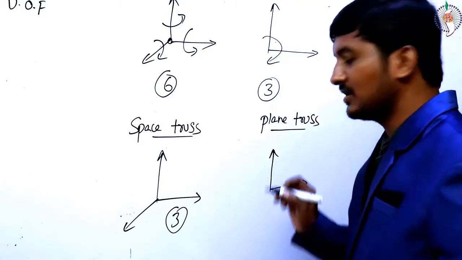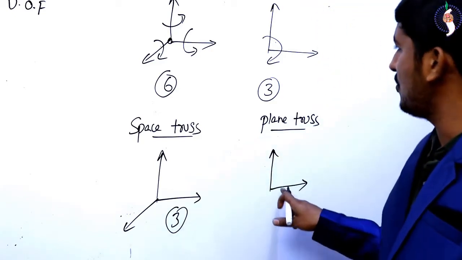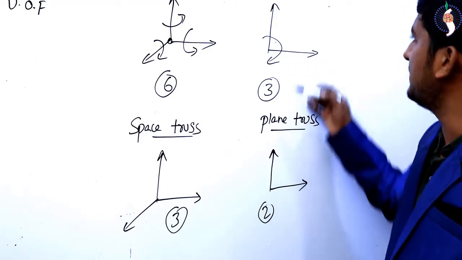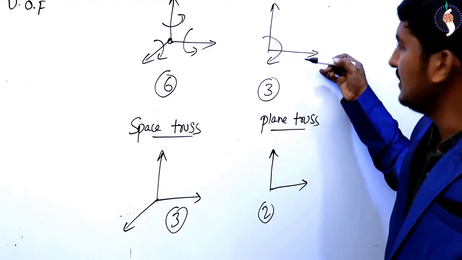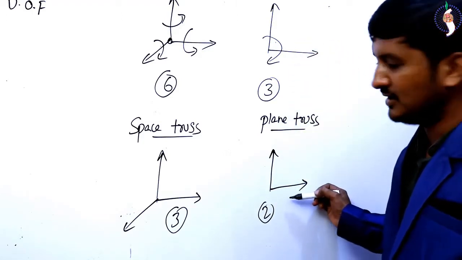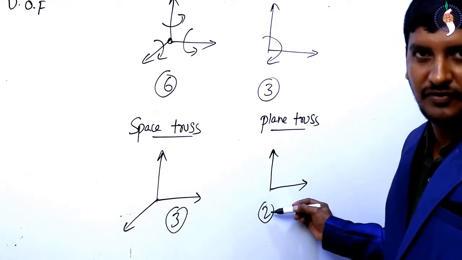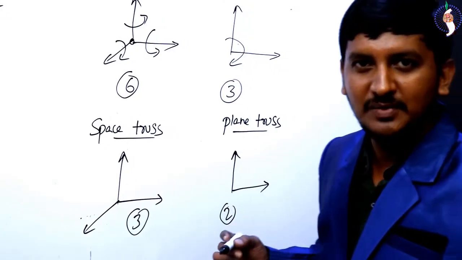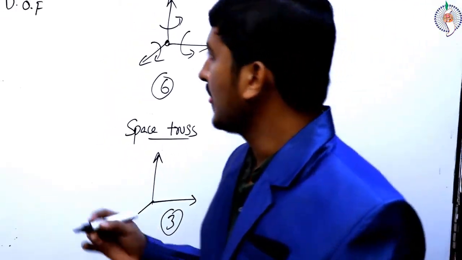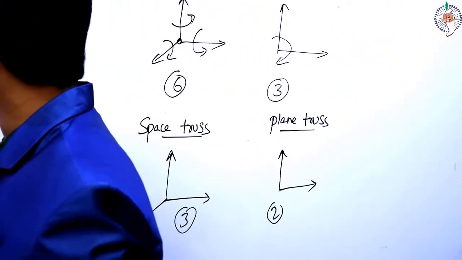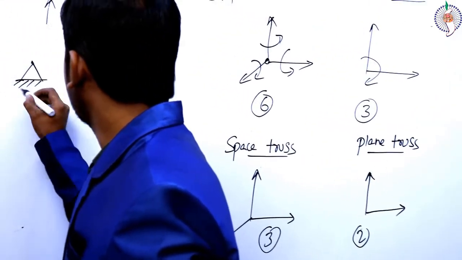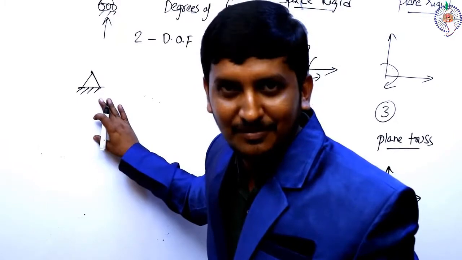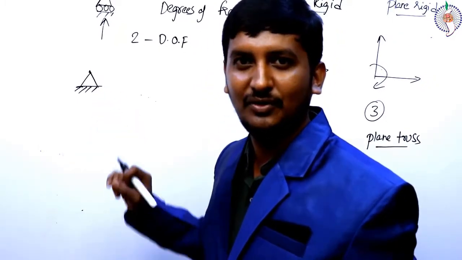Coming to plane truss joint. In 2 dimension, a truss joint will have only 2 degrees of freedom. As rotation is eliminated, we will be having only 2 degrees of freedom. That is horizontal and vertical displacements. Right, students? Coming to the supports now, you will be clearly able to calculate what are the degrees of freedom left over at this support.